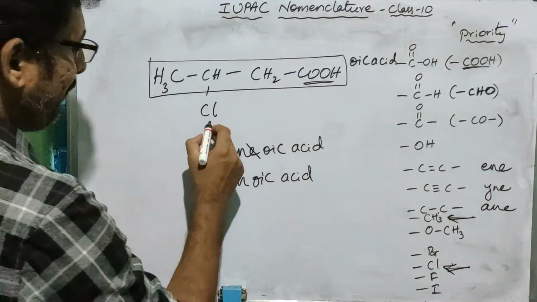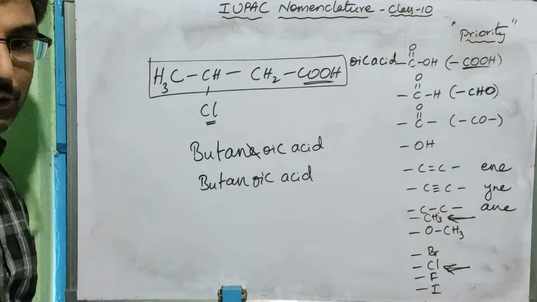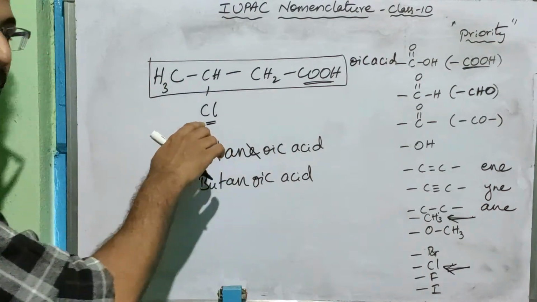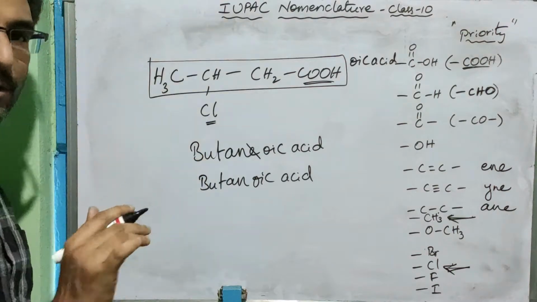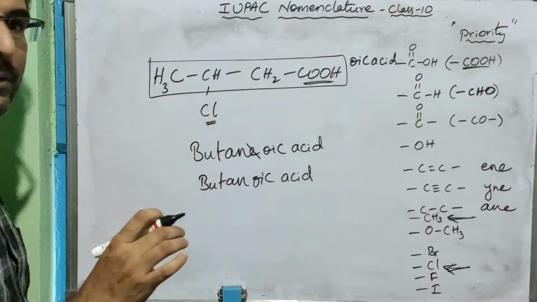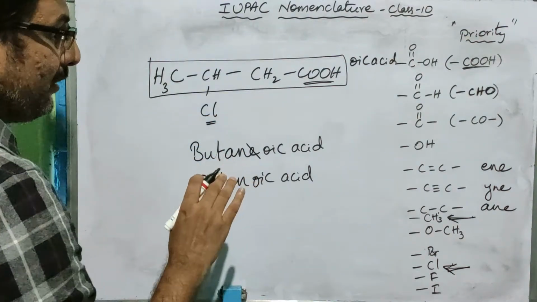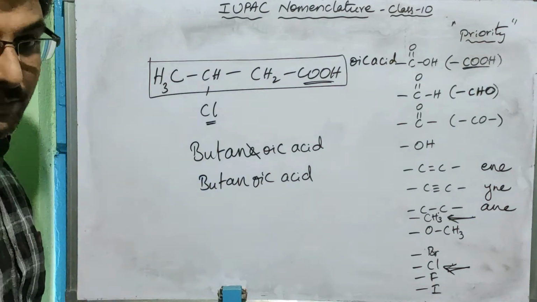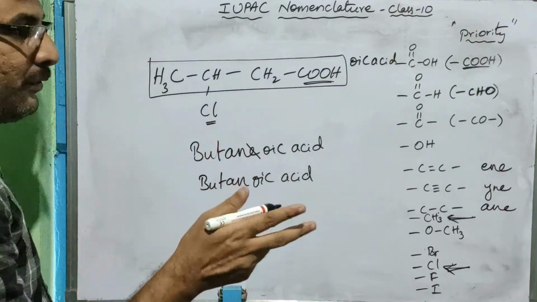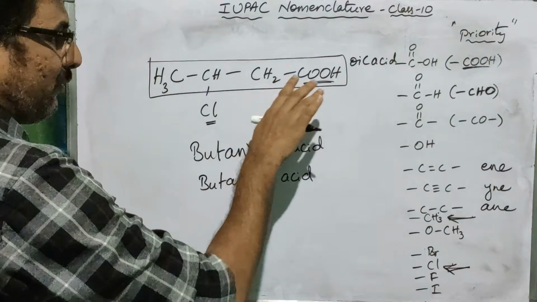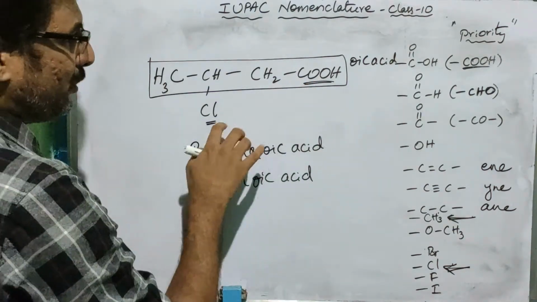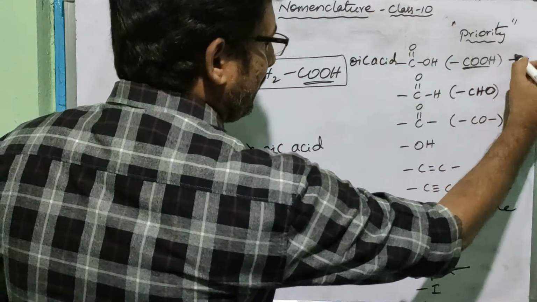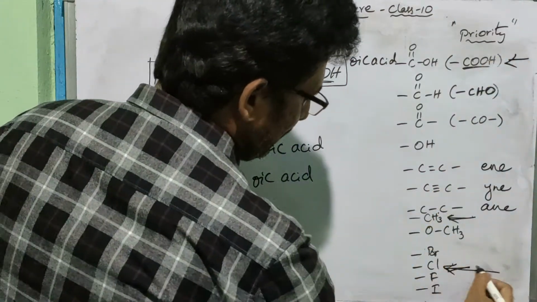And you have a chlorine atom also. There is a chlorine substituent over there. So now, to show the position of this chlorine substituent, you have to give numbering. So again, from which side do you have to give numbering? You have two groups, one functional group and one substituent: COOH is here and chlorine is here.